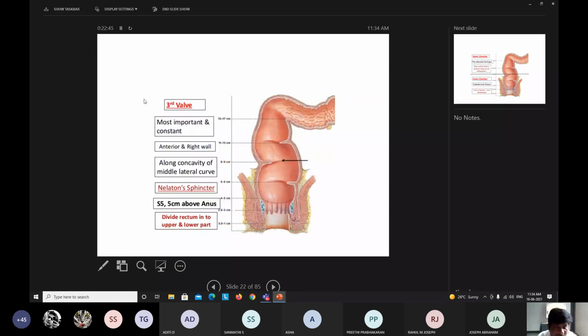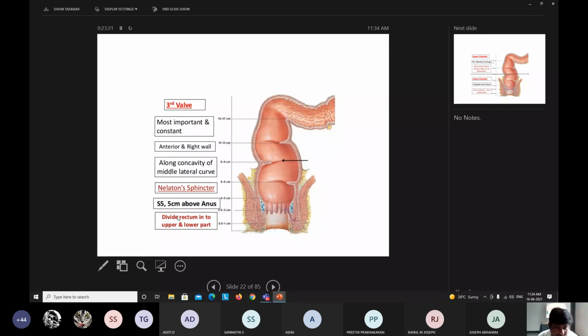In the next slide I'll show you the third wall. This is the most important and constant one. It is present along the anterior and right side, along with the concavity of the middle lateral curve. That is called the Nelaton sphincter, which is present at the level of the S4, about 9 centimeters above the anal canal.